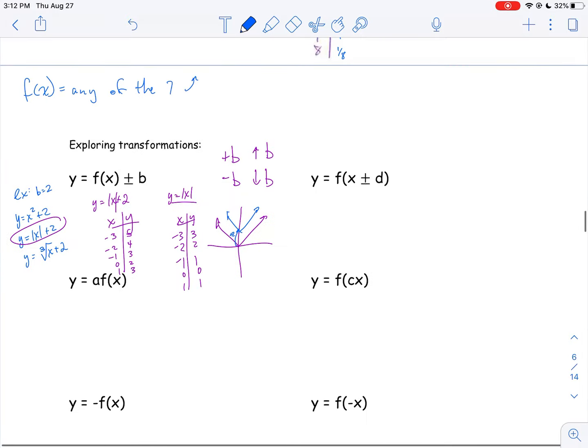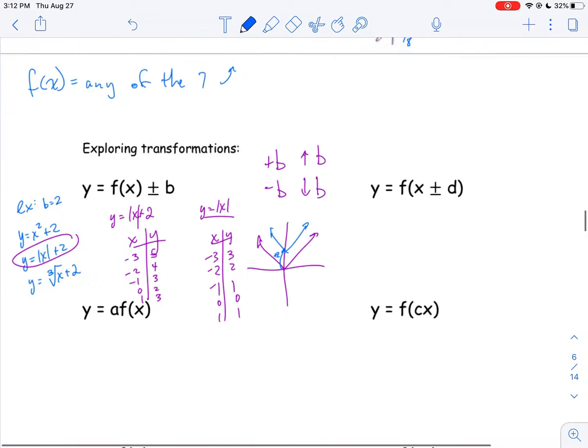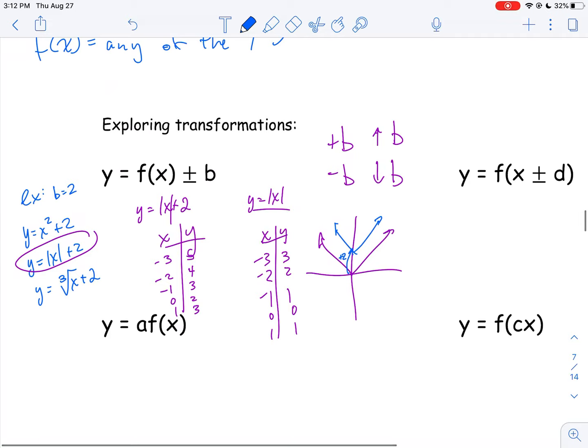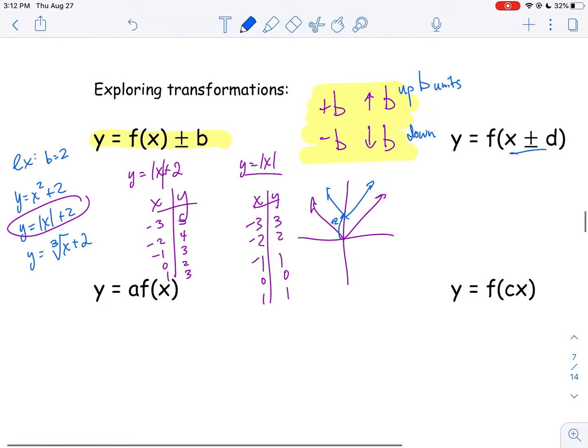Okay, let me pause there. Quick summary, because I don't want you to lose it. This is the key idea. When it's adding b and it's outside the function, it moves up b units. When it's minus b, then it's moving down b units. Now what does this mean? x plus or minus d. How does that compare to this one over here?